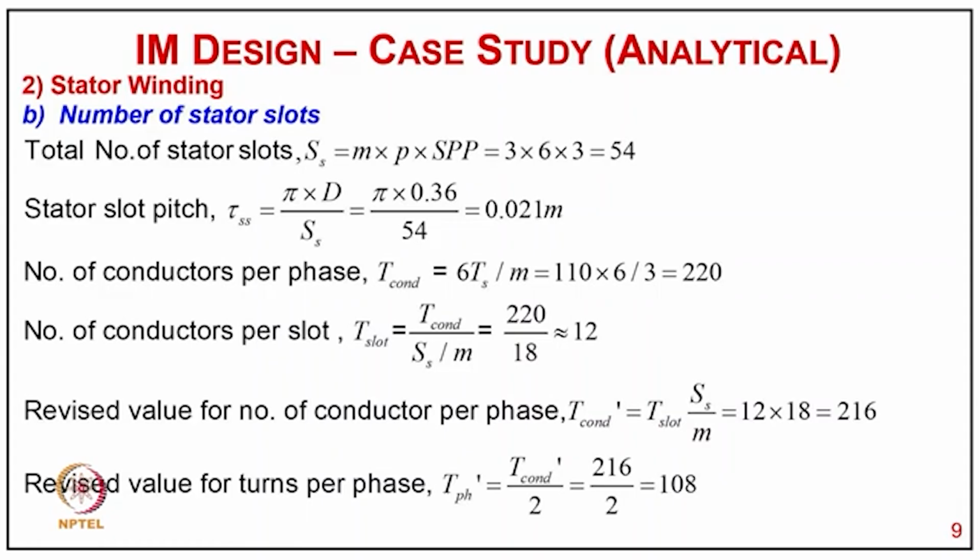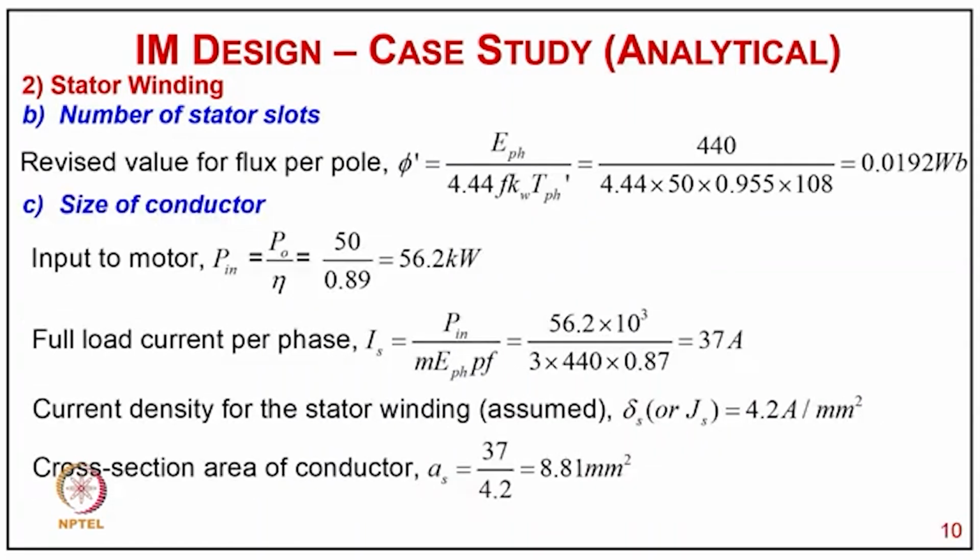Now coming to the revised number of conductors per phase, because it is an integer concept, you have to provide an integer for the conductors. So T conductor dash will be T slot times SS upon M, so that it is integer multiplied. Because we have rounded the number of conductors per slot, that has to be an integer as well. So 12 into 18 comes to 216. Now the revised number of turns per phase will be T phase dash equal to T conductor by 2. It is 216 by 2, that comes to 108 turns, typically, in one phase.